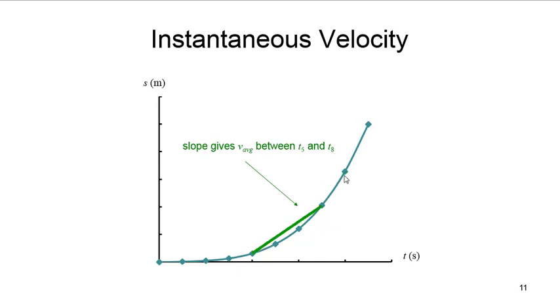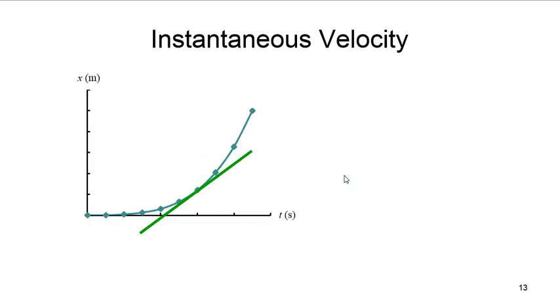And if I make my points in time closer and closer and closer together, eventually what I'm going to be doing is taking the slope of the line tangent to that curve, and that is the instantaneous velocity. It's the velocity right at that moment, the slope of the line that's tangent to that curve right at that point in time. So what we did was we took the limit.